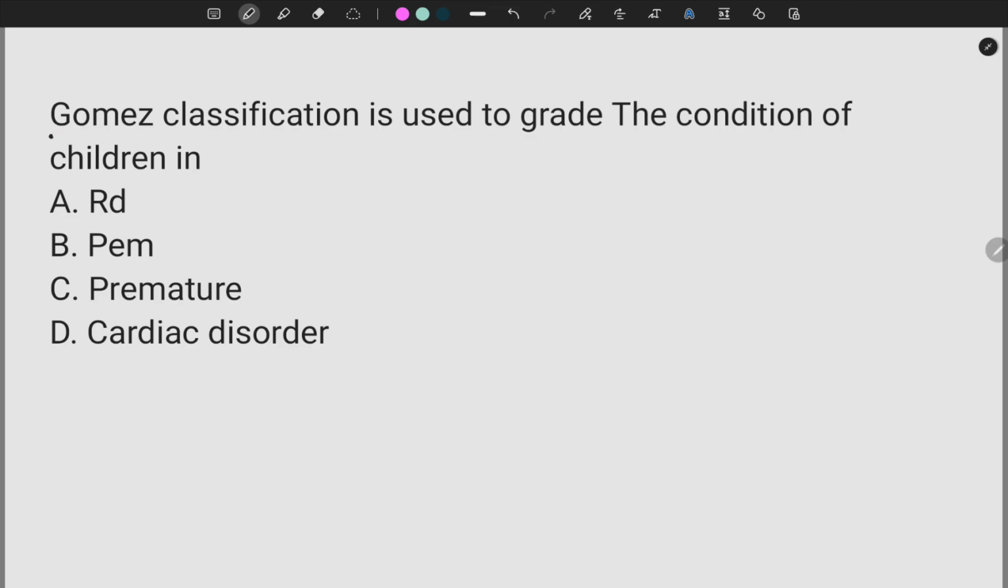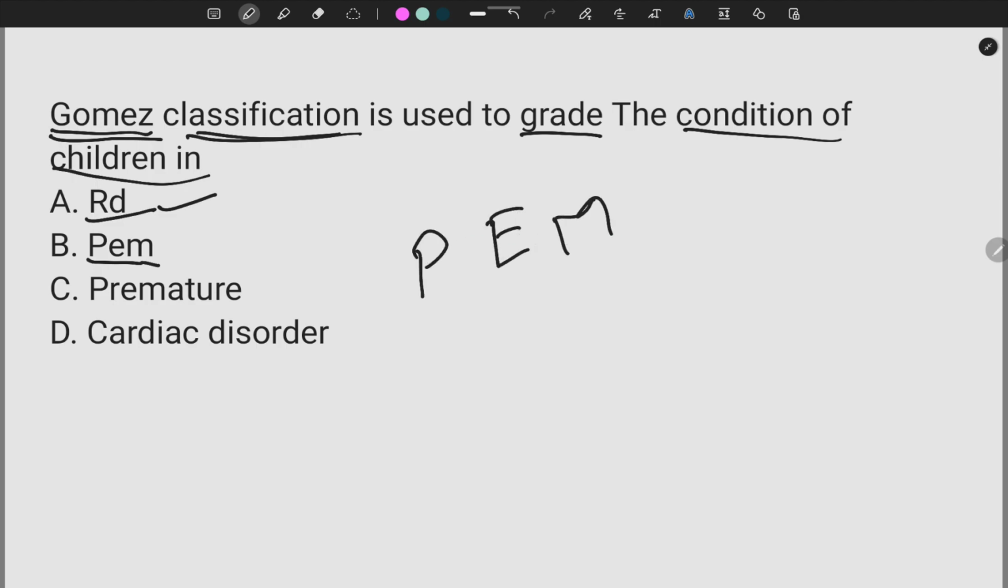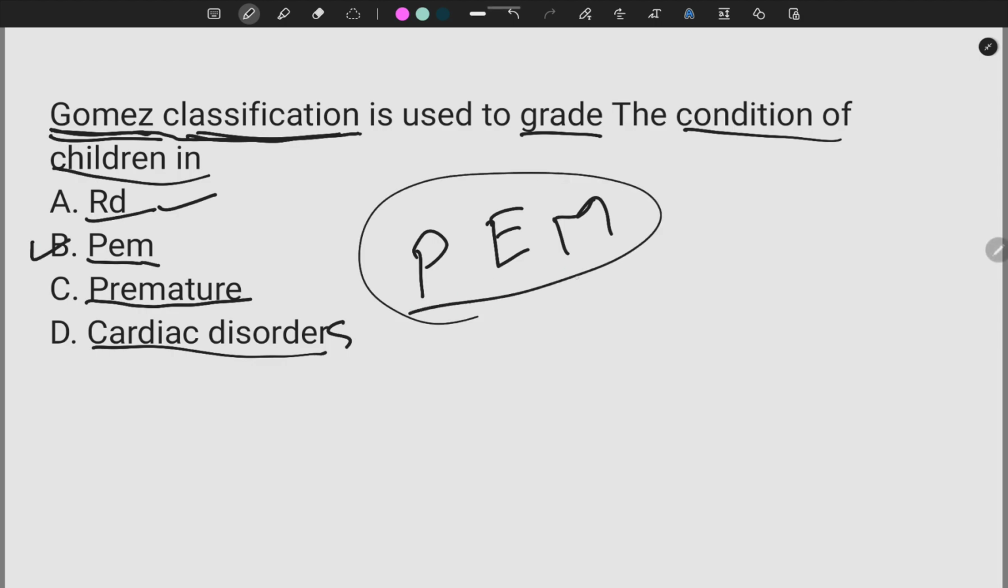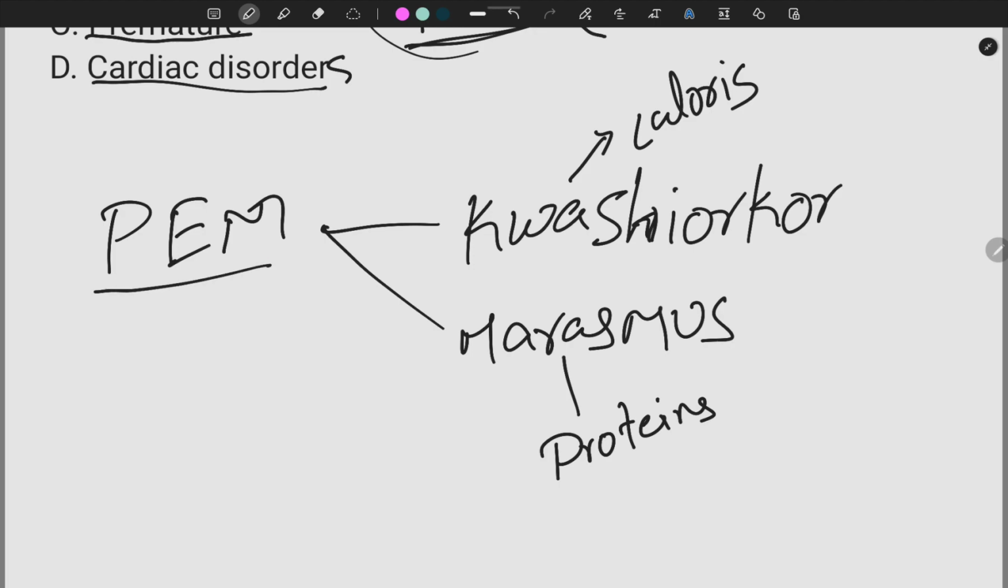So the next question is, Gomez classification is used to grade the condition of children. So in which condition can we use the Gomez classification? Options are respiratory distress, PEM protein energy malnutrition, and premature cardiac disorders. So which one is the right answer? The right one is option B, protein energy malnutrition. So Gomez classification is used to identify the condition of protein energy malnutrition. Protein energy malnutrition is mainly divided into kwashiorkor and marasmus.